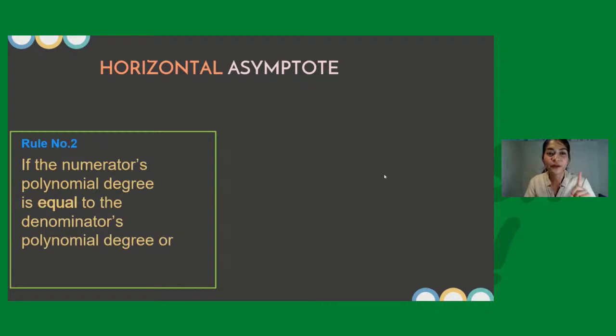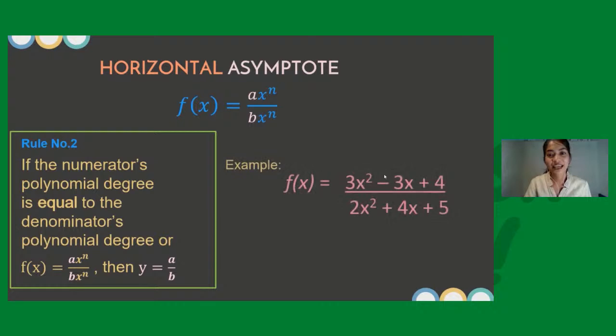So for rule number 2, if the numerator's polynomial degree is equal to the denominator's polynomial degree, we will have the function f of x is equal to ax raised to n all over bx raised to n. Then y is equal to a over b. So, paano yun? Para mas maintindihan natin, let's have an example.